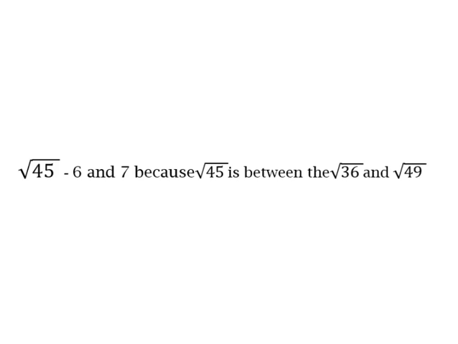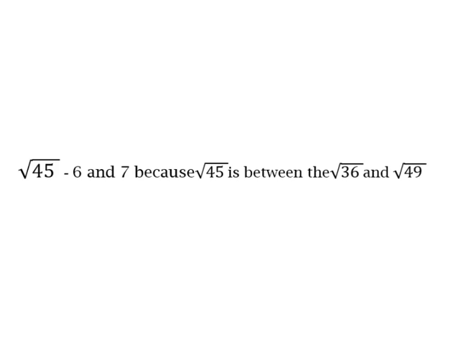If you said 6 and 7, high five, you are correct. Because the square root of 45 is in between the square root of 36, and we know the square root of 36 is 6, and also the square root of 49, which is 7. So those are the two integers that the square root of 45 is in between.